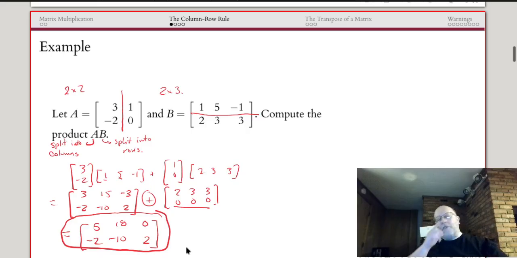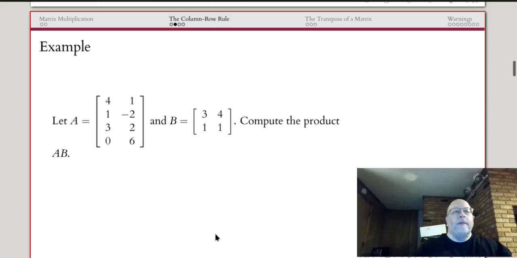So we don't have to do the work that we did from scratch in the last example, that we can do this column row split and get the answer that way. Let's try another example. This time we have a 4 by 2 matrix and a 2 by 2 matrix. But we're going to still do the same thing.